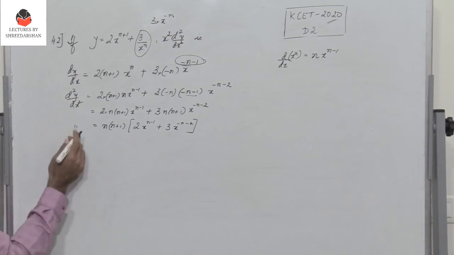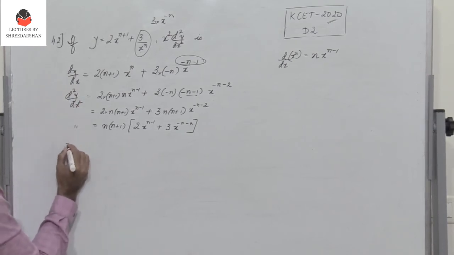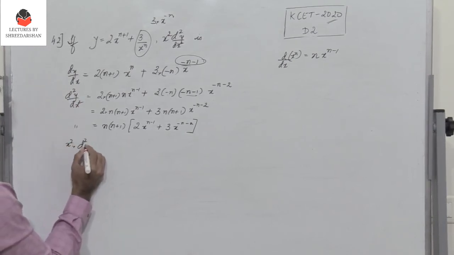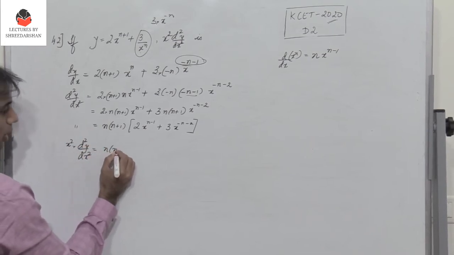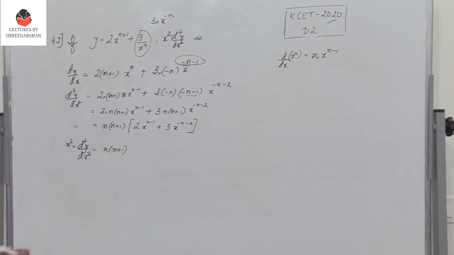So we need x square into d square y by dx square. So I have x square into d square y by dx square, which is n into n plus 1. So I'm going to multiply the entire thing by x square. So when I do that, what do I get?